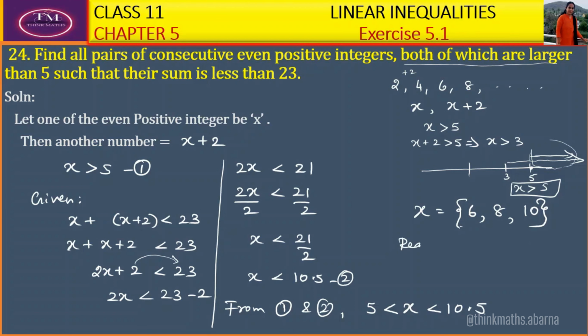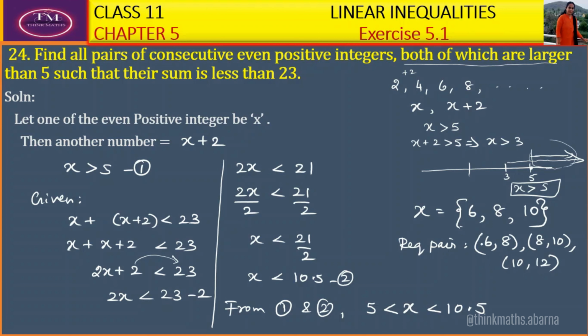So what are the required pairs? The required pairs are 6 and 6 plus 2, which is 8. Next, take 8, 8 plus 2 is 10. Next, take 10, 10 plus 2 is 12. So, first condition, both numbers should be greater than 5. Yes, both numbers are greater than 5.